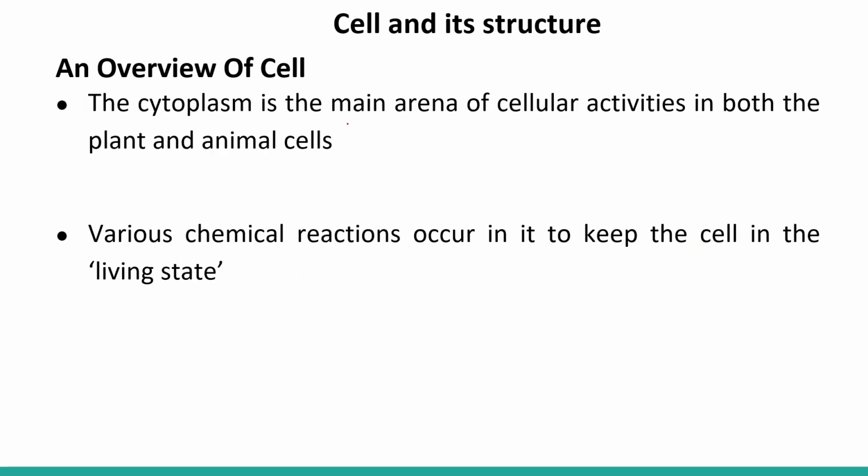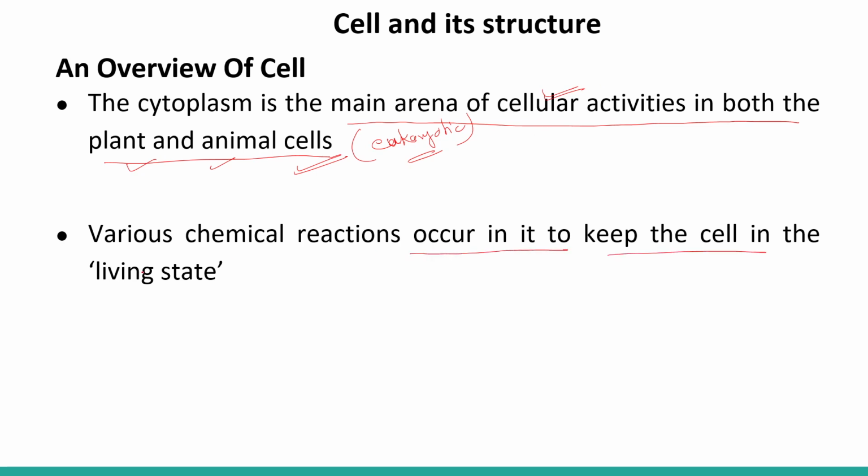The cytoplasm is the main arena of the cellular activities in both plant and animal cells. When we are talking about plant and animal cells, it means we are talking about the eukaryotic cell. So all the activities take place in the cell in this cellular matrix only, right? Various chemical reactions occur in it to keep the cell in the living state. So all the living activities occur inside the cytoplasm.